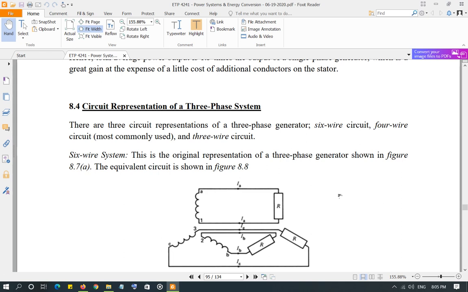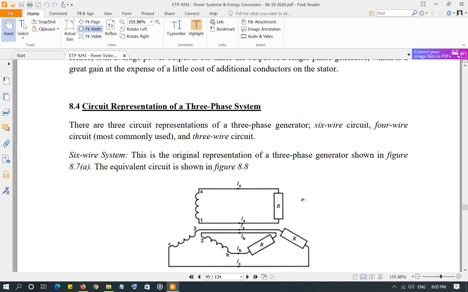So let's look at the circuit representation of a three-phase system. When you are solving a three-phase system, when you're trying to find different quantities, voltages, currents, power, in general, we solve for a single phase, specifically when our system is a balanced system. What is a balanced system? A balanced system is one in which you have the same amount of load on each phase.